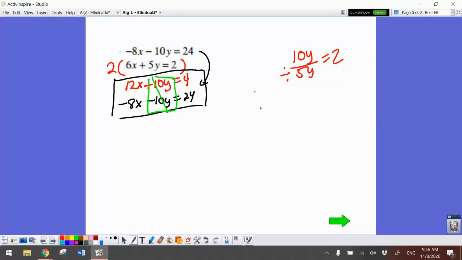Okay, so I crossed out my 10s because I know they're opposite, and I have a 4x, and I have 24 and 4, that's 28. x is going to equal 7.